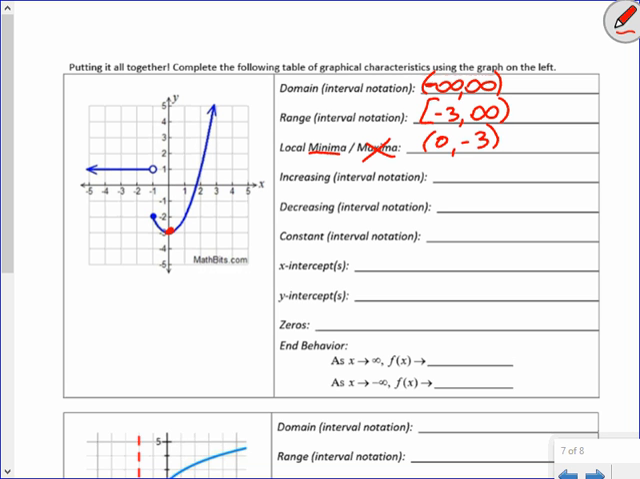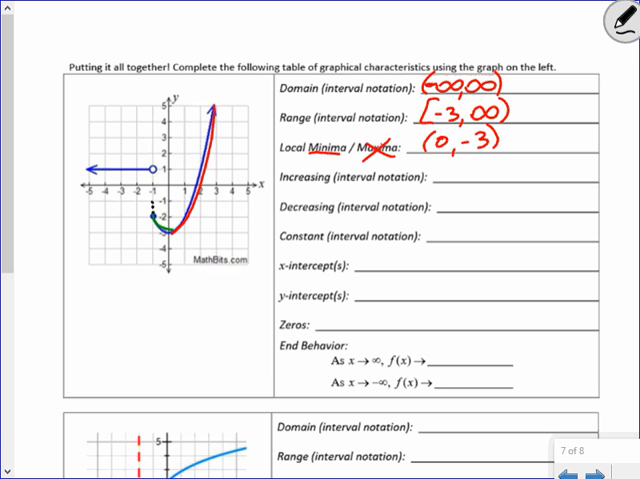Don't have a maximum. Alright, now we're going to do intervals of increase and decrease. I'm going to go ahead and highlight that. So I'm going to have increasing in red and decreasing in green. This little flat section off to the left is what we're going to call a constant interval, which we talked about just a second ago. We're going to wait on that for a second.